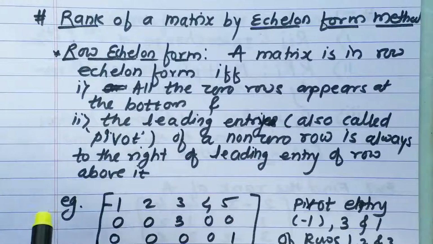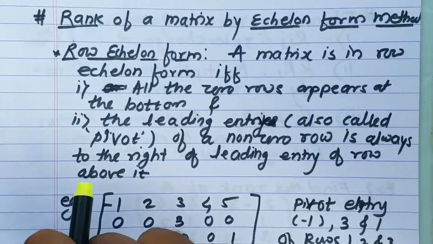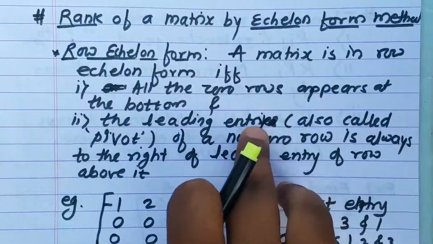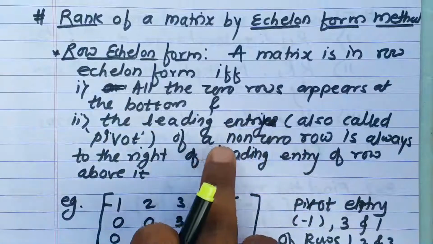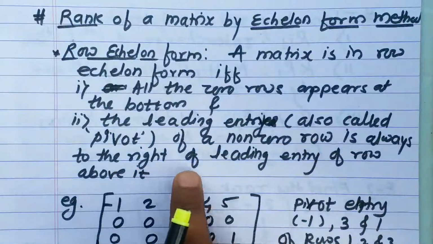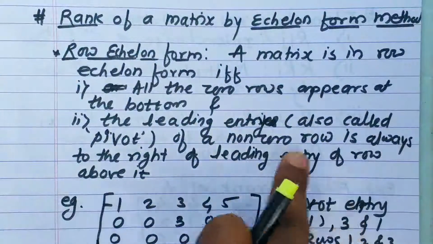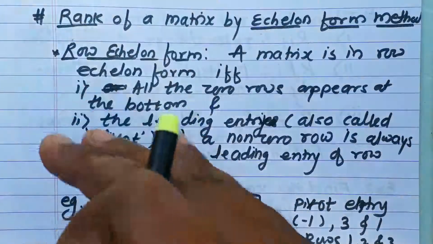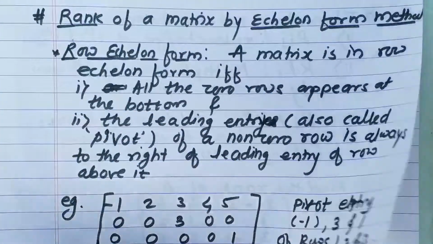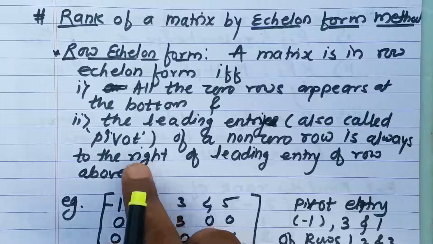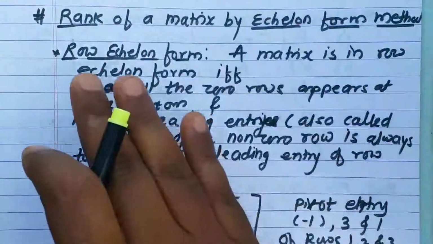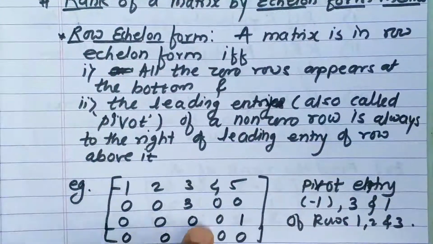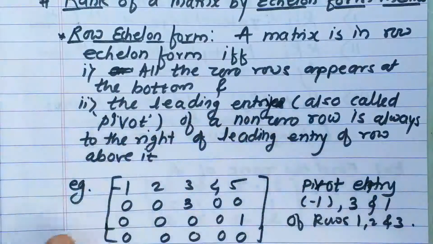Whatever non-zero rows we have in that matrix, every non-zero row will have one leading non-zero entry. That leading non-zero entry of every row is called the pivot entry. That pivot entry of a non-zero row is always to the right side of the leading entry of the row above it. So from the example you can understand the meaning of the second condition.